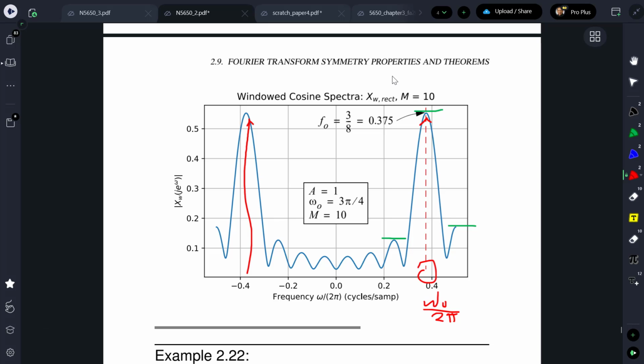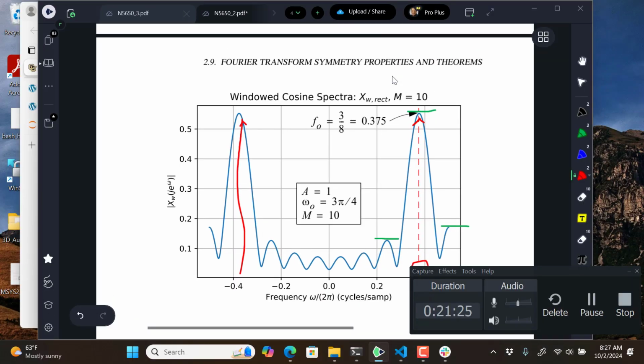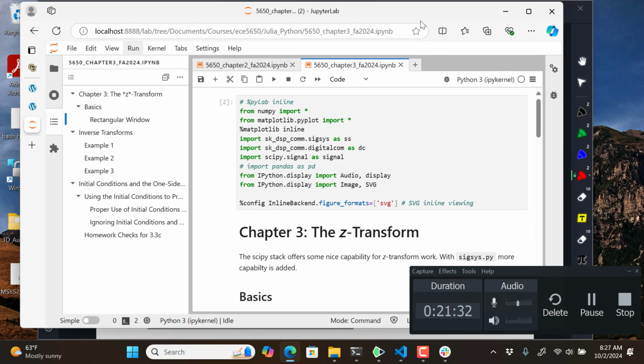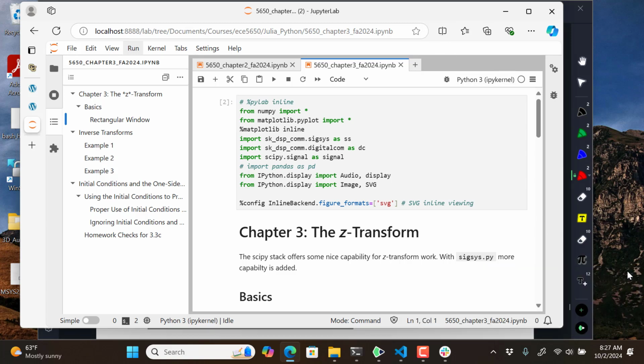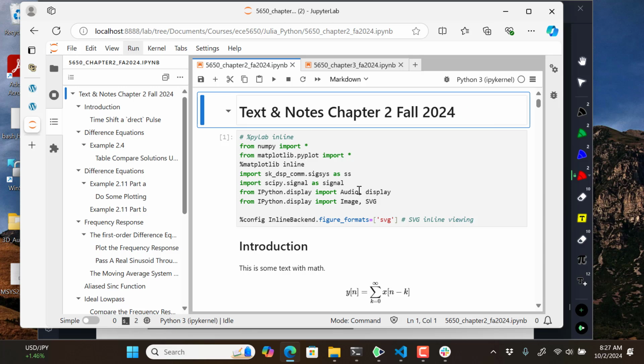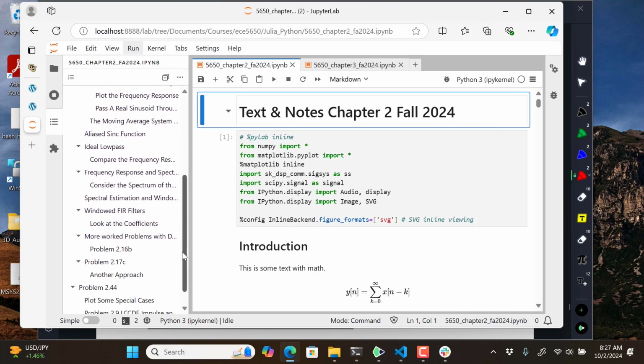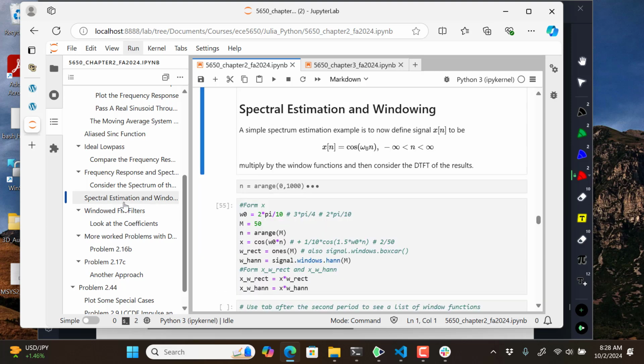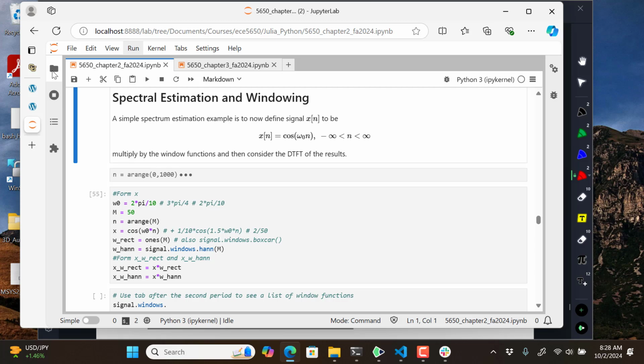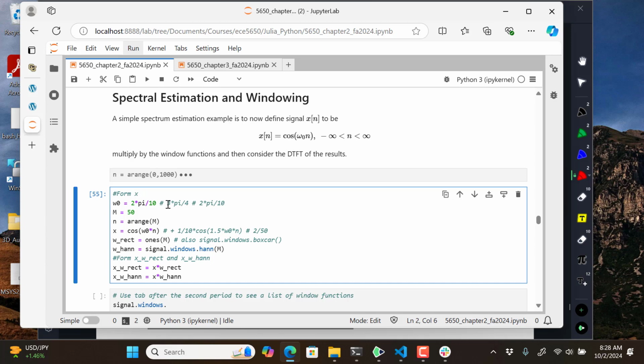So that's all there is to that example, but I'm going to go over to the web browser. I have this up here because I was going to say something about a reposting, but at any rate, I will slide down into here, and we're down here in this spectral estimation and windowing area. So here's the same problem setup, and I can repeat this problem by just saying, okay, I've changed this around a bit, so I'll just go with the same values that we just had.